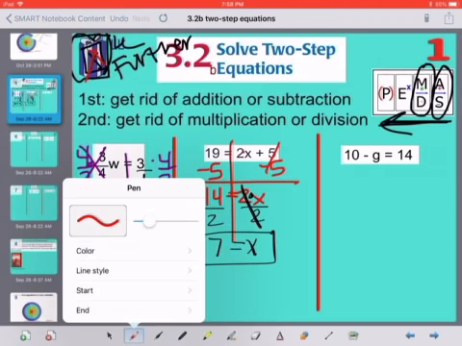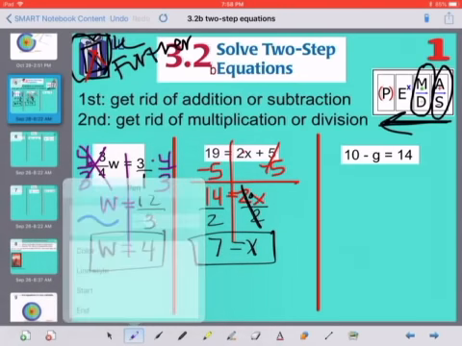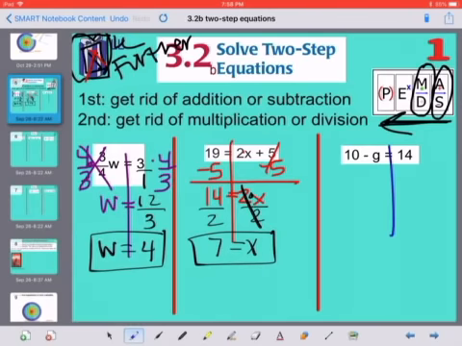Alright, on to the third one here. We have 10 minus g equal to 14. So this is really a negative 1g. The reason why I put that there is because the negative goes with the g. We're going to have to get rid of that eventually. If you didn't right away, we can still solve it. This is a positive 10. We would have to subtract 10 on both sides.